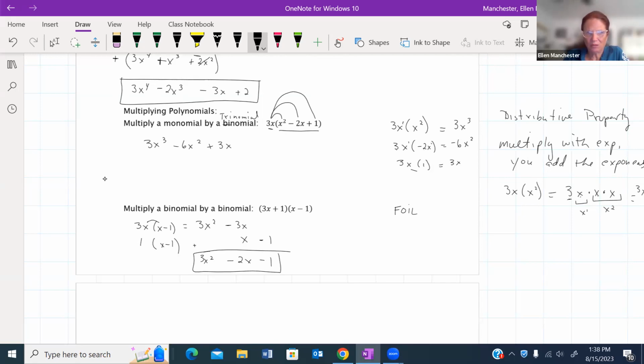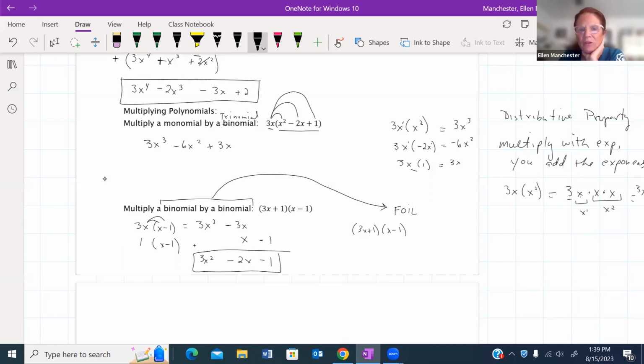Just distributing. Okay, FOIL is just distributing in a very set way. And it's an easy way to remember it. The problem with FOIL is it only works with a binomial by a binomial. That's the only time FOIL works. So that's why I don't use that term very often. Okay, so here's where FOIL comes from.